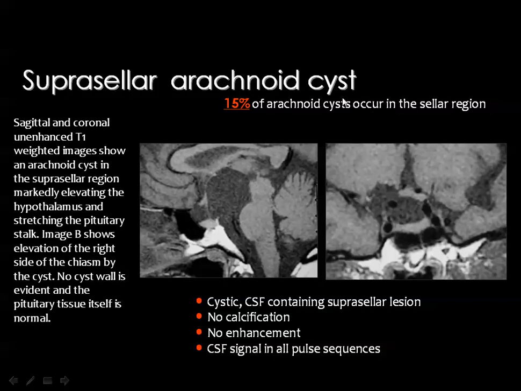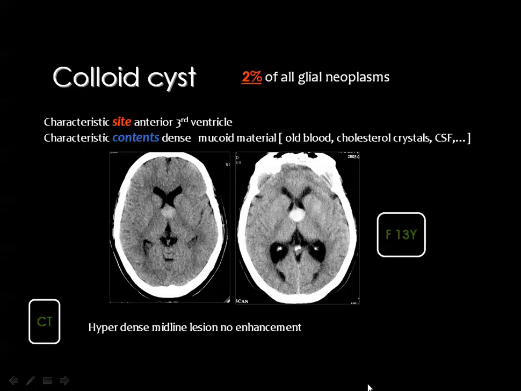Arachnoid cyst can also occur in the suprasellar area, and the arachnoid cyst here will contain CSF. It will show a smooth margin, and it will show CSF signal in the FLAIR images. Also, it will show free diffusion on diffusion-weighted images. This cyst does not contain septation, does not enhance, and also does not contain calcium.